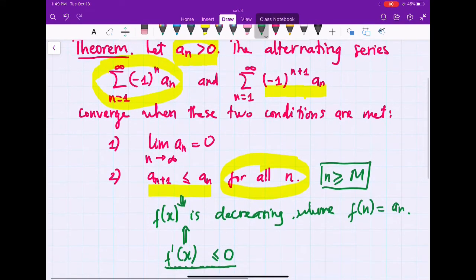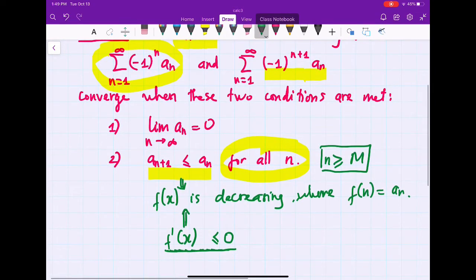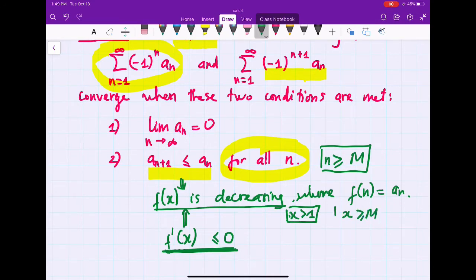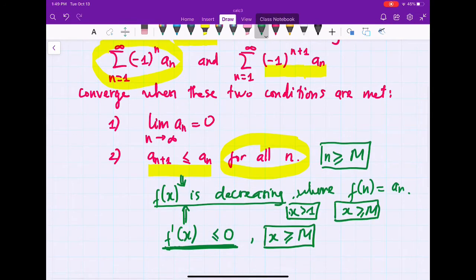I remember when we studied the integral test, we talked about that already. The function f(x) is decreasing, not necessarily for every x greater than 1. It is okay for us if the function is decreasing on x greater than or equal to m, where m is big enough. So sometimes the derivative is just less than or equal to 0 for x greater than or equal to m, where m is big enough. Does that make sense? So we have to pay attention to that.